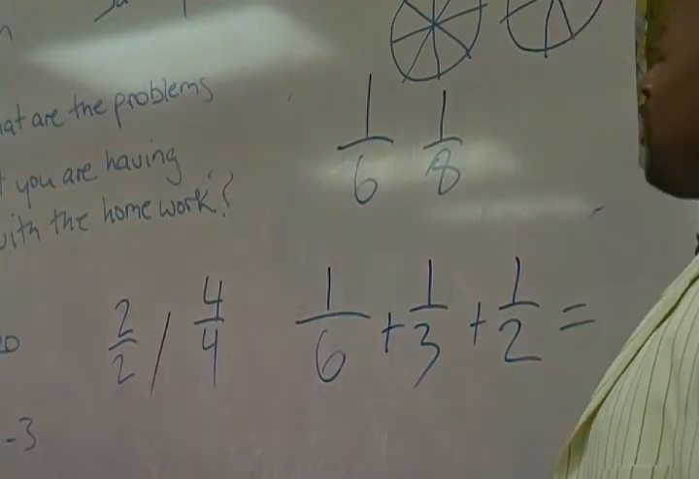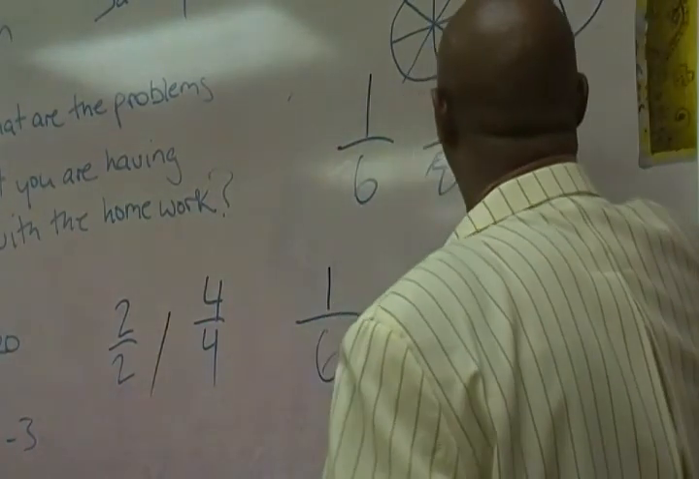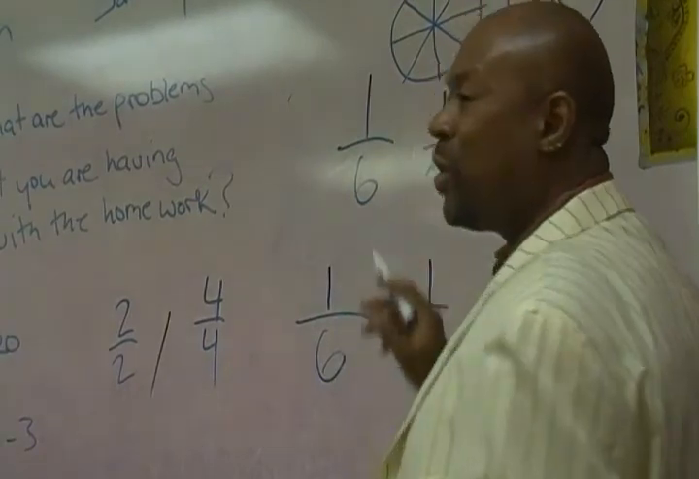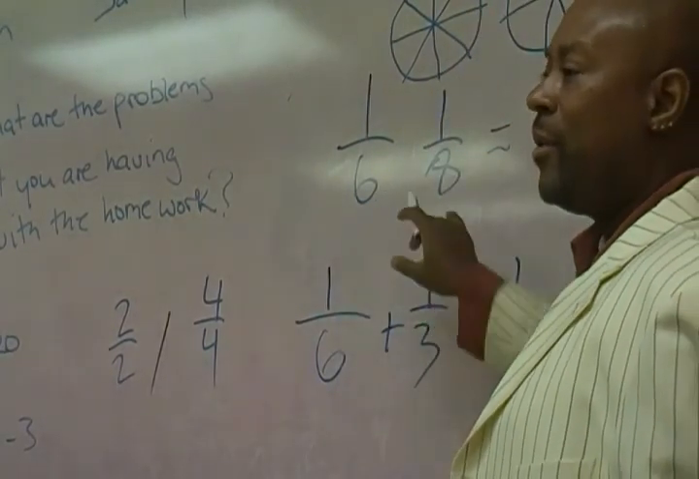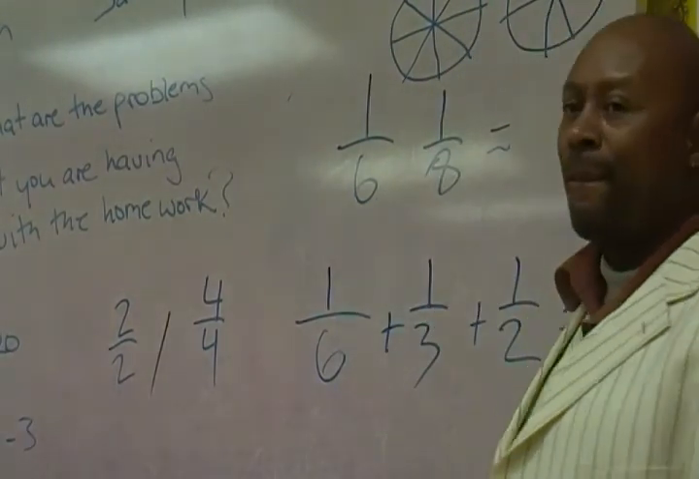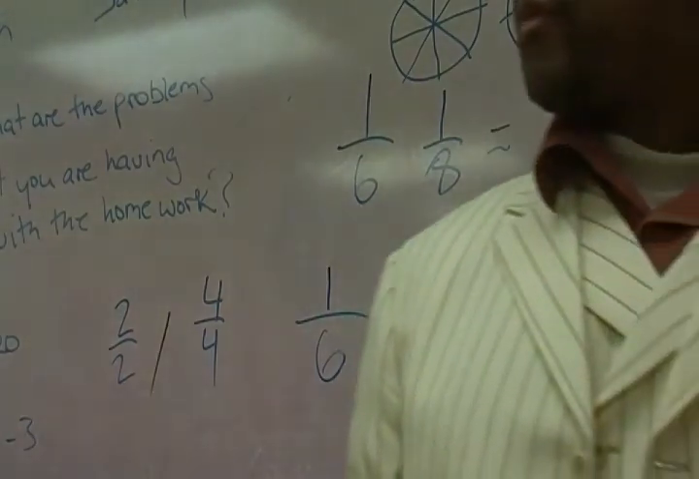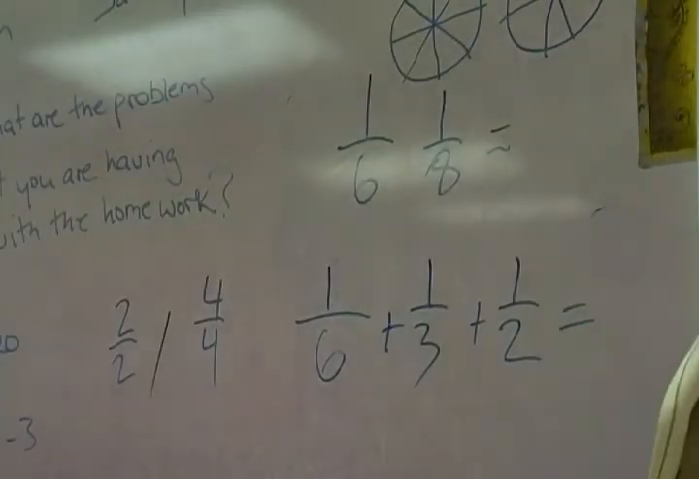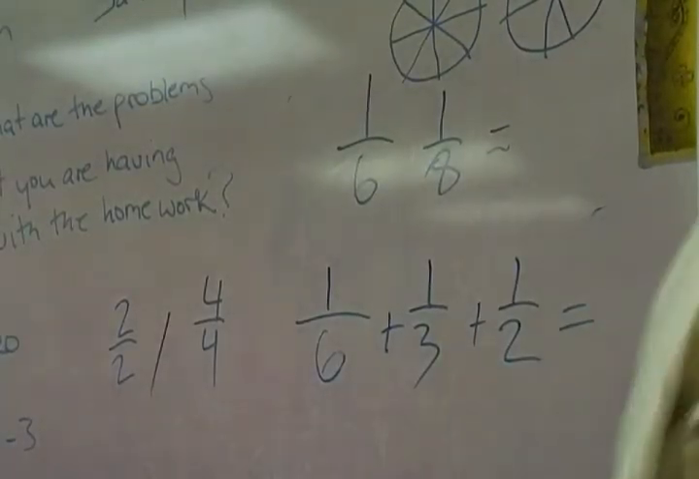And you can do that again by doing this common denominator thing. What would be the common denominator between 6 and 8? 24. That's good.